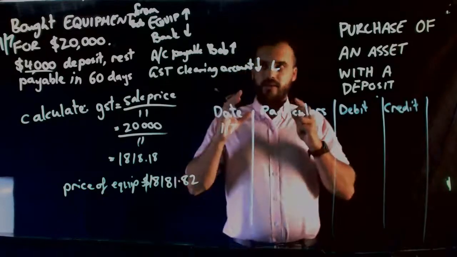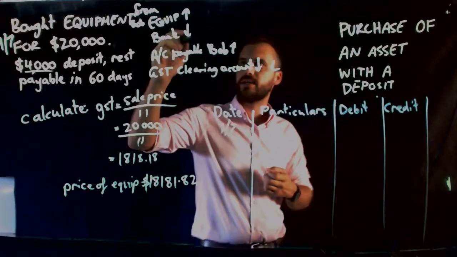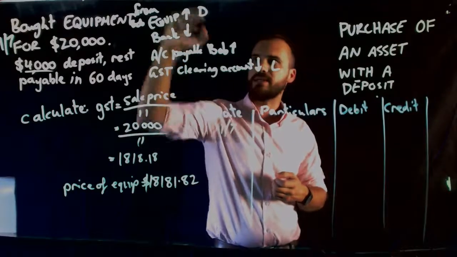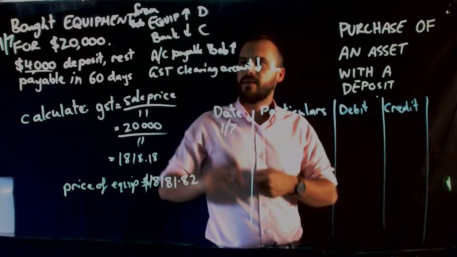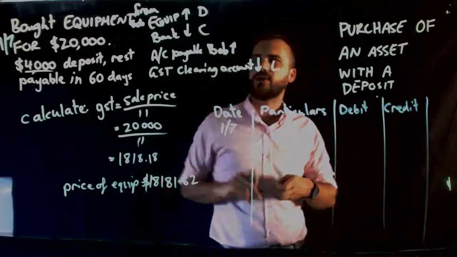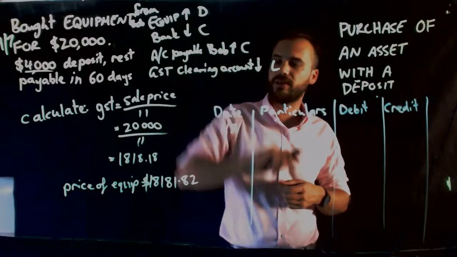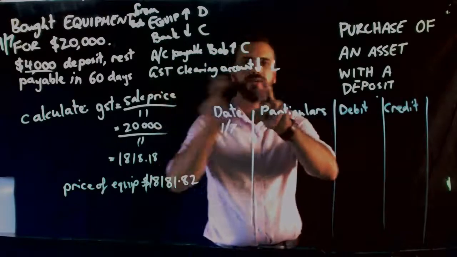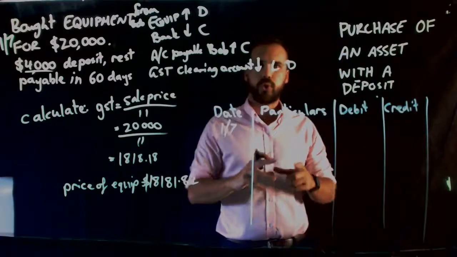Four accounts. Now, let's take a look at what's getting debited and what's getting credited. The equipment account is an asset going up. That's going to be a debit. The bank is an asset going down. That's going to be a credit. Accounts payable is a liability going up. That's going to be a credit. And the GST clearing account is a liability going down. So that's going to be a debit.